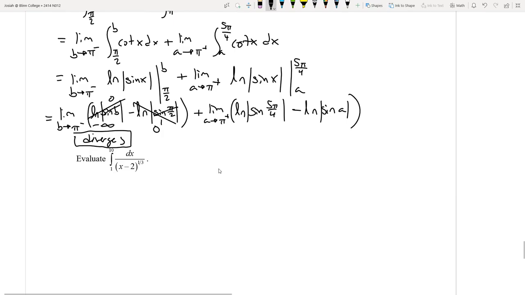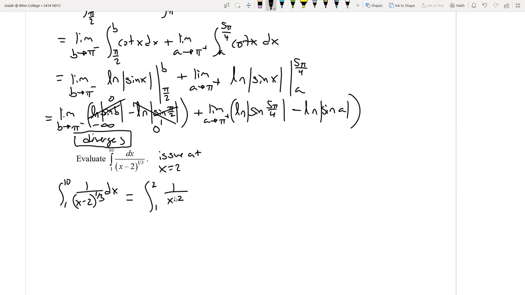All right, so our last one here, we've got integral from 1 to 10. Again, first glance, might not think that this is improper, but we have x minus 2 in the denominator. So that's our issue. Issue at x equals 2. So we're going to have to, again, split this integral up. And I usually like to put the dx off to the side, so I'll put a 1 up there. So this will end up being two different integrals, 1 to 2. And then our other integral will finish it up, 2 to 10.